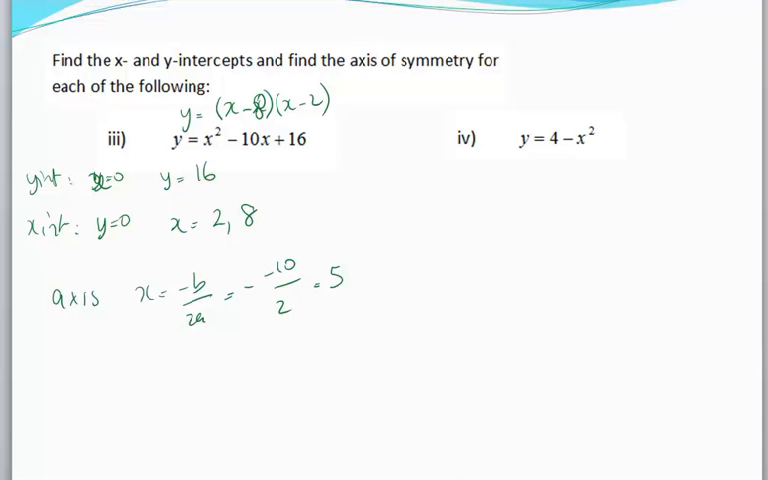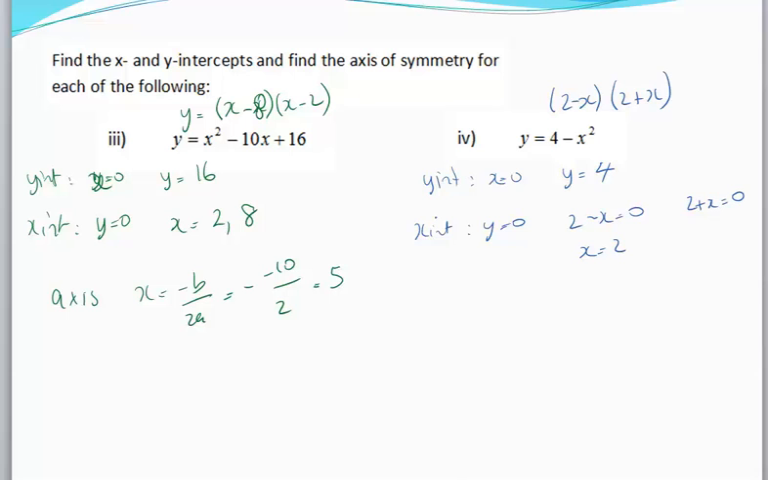For our second equation here, we can look at this, and what we have is 2 minus x and 2 plus x. So for our y-intercept, we set x is equal to 0, y is equal to 4. For the x-intercept, we set our y is equal to 0, so here 2 minus x is 0, x is equal to 2. 2 plus x equals 0, x is equal to minus 2.